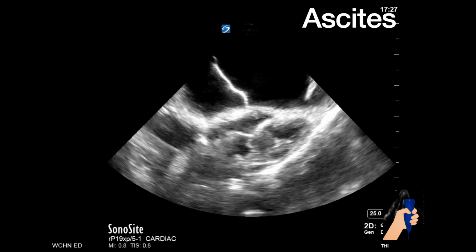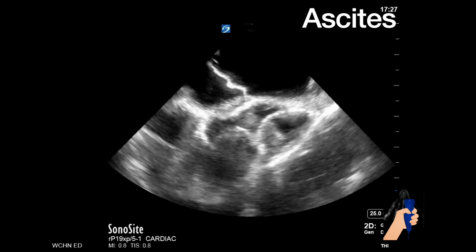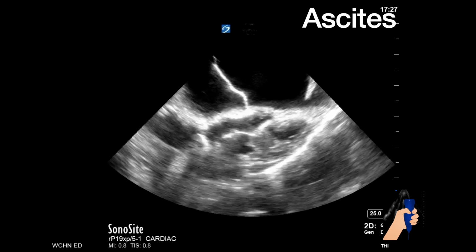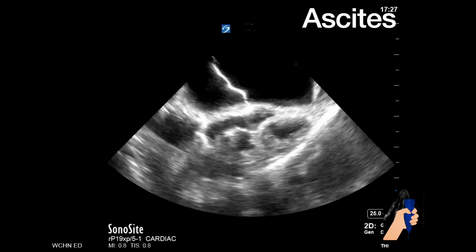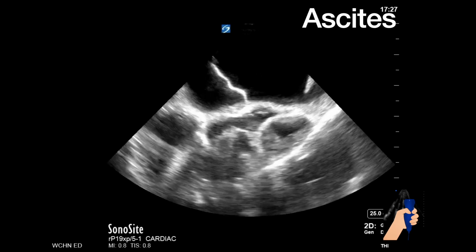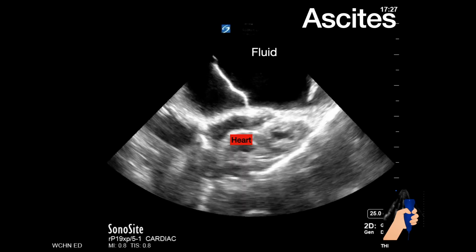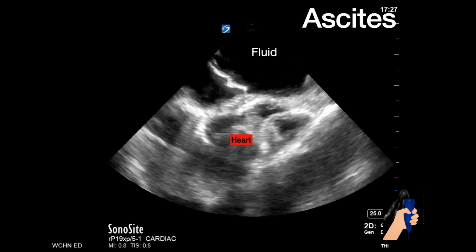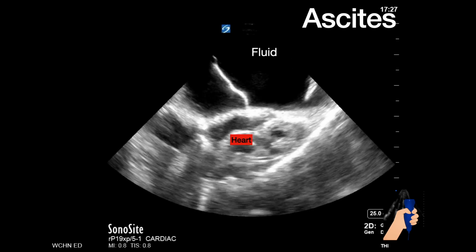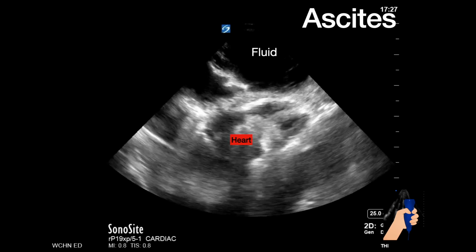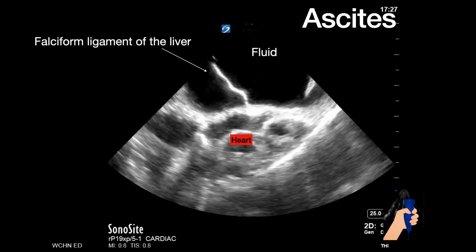This is a case of a patient who had malignant ascites. This is a subcostal view, and we see the heart in a 4-chamber view. You can see the fluid right in front of the heart, which is giving us the window. The fluid is anechoic. The falciform ligament of the liver is right there.